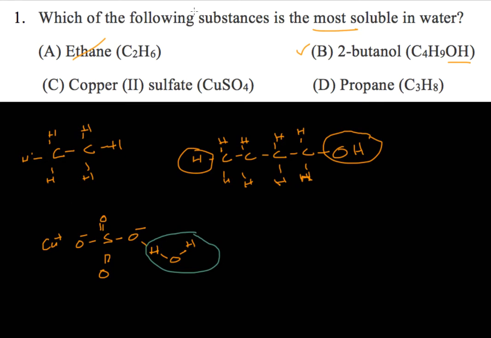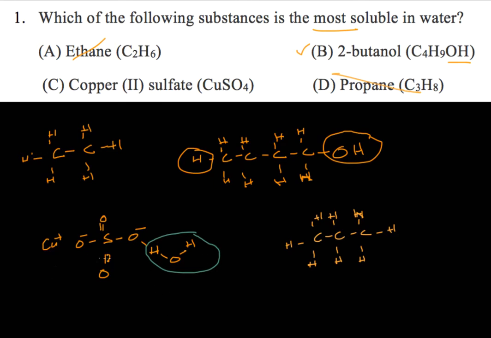And let's look at propane, which is C3H8. Now, this is not polar either, so it can't be this one.